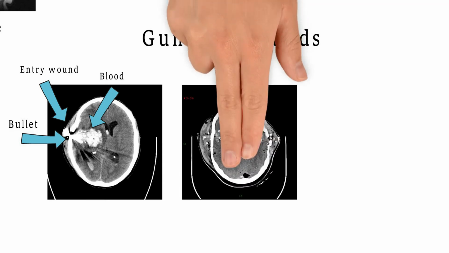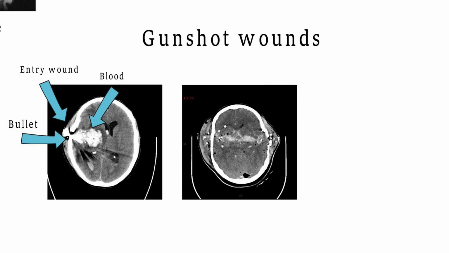This scan shows a fatal gunshot wound with the bullet going through the brain. One can see the entrance wound and the exit wound. On impact, the bullet fragmented, and small fragments of the bullet can be seen scattered along the tract as dense white spots. The dark spots are air bubbles in the brain.